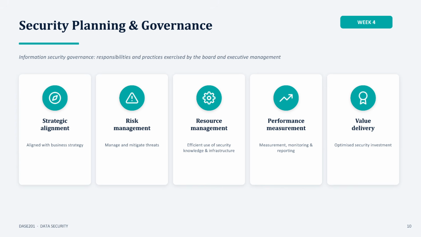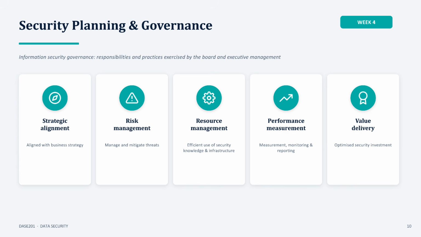In week 4, we learned about security planning and governance. Governance is about how an organization's leaders can provide direction and make sure security supports the organization's goals. We learned about 5 main goals of governance. First, strategic alignment. This means making sure security supports the organization's overall business strategy.